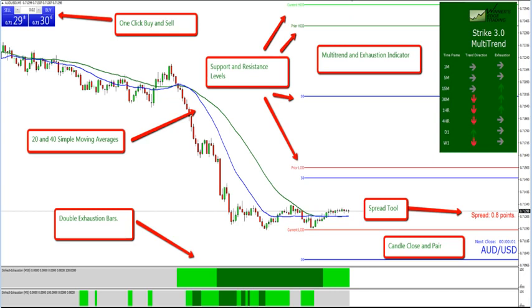Okay, so here's an overview of the chart, and I'm just going to go through and tell you what each thing does. So the first thing over here is a buy and sell box. So one click, all you have to do is click buy and sell. And then over here you've got some support and resistance levels. You can see these levels, and I'm going to talk about all of this stuff later on. You've got the multi-trend tool. We've got 20 and 40 simple moving averages. And we have the double exhaustion bars, which are these two bars at the bottom. We have our spread tool, and we have the candle close and the pair tool, which just shows you what the pair is. So let's go ahead and jump through each item individually.